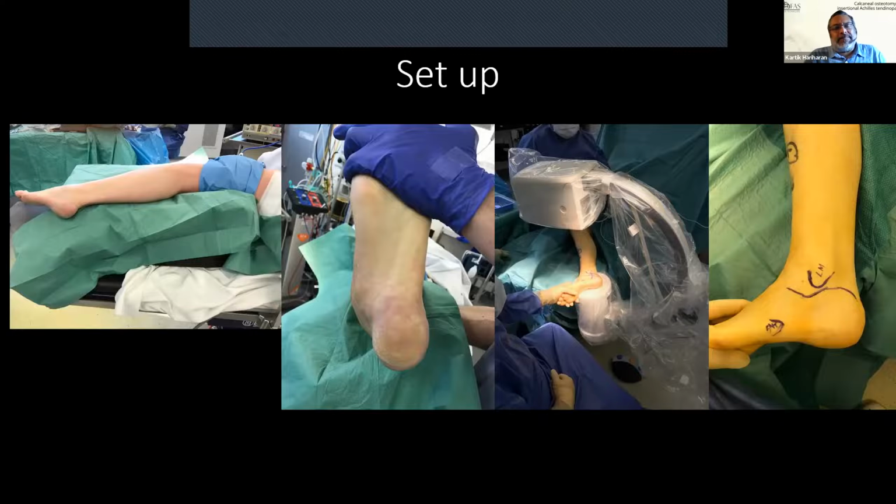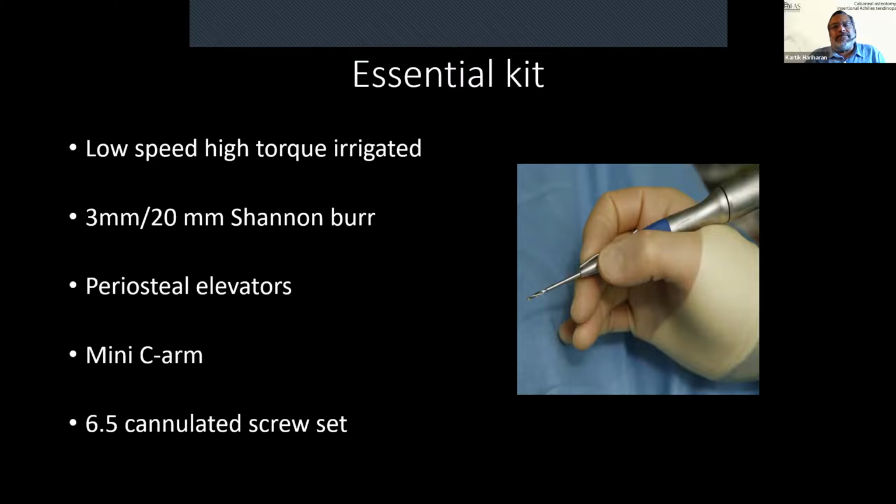My setup is very similar. I use a floppy lateral position, but I make sure that I'm able to externally rotate the hip in order that I can get axial views to check my screw position. I use a mini C-arm, which is an essential part of the kit that is required for this procedure.